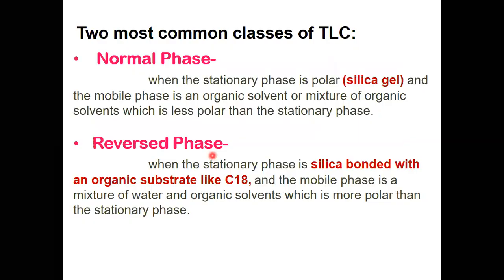On the basis of the polarity of the stationary phase and the mobile phase, there are two main classes of TLC. Normal phase thin layer chromatography: in normal phase thin layer chromatography, the stationary phase is polar, like silica gel, and the mobile phase is an organic solvent or mixture of organic solvents, which is less polar than the stationary phase.